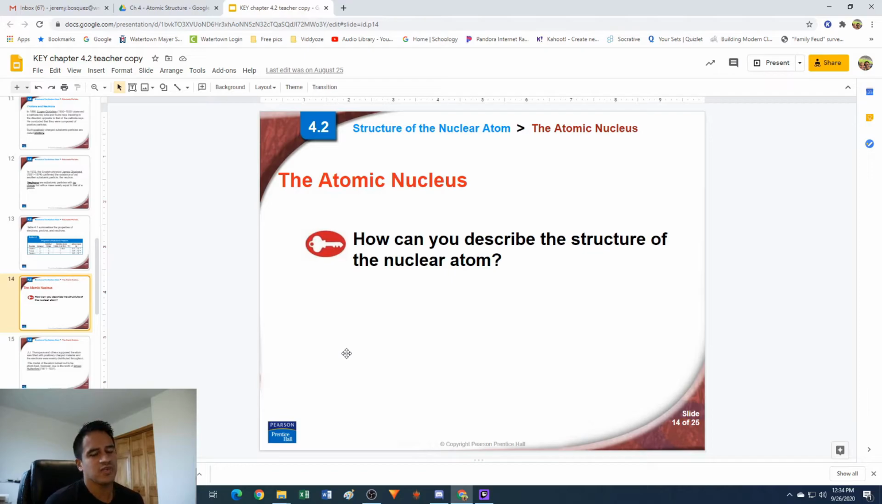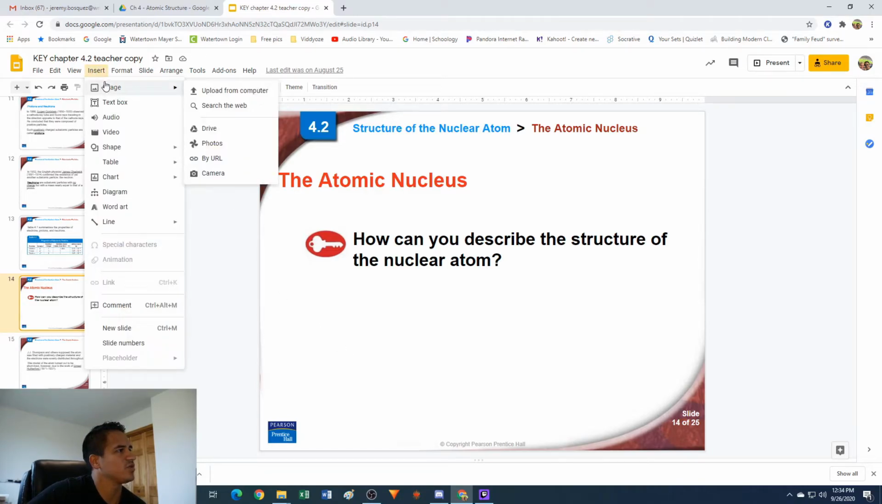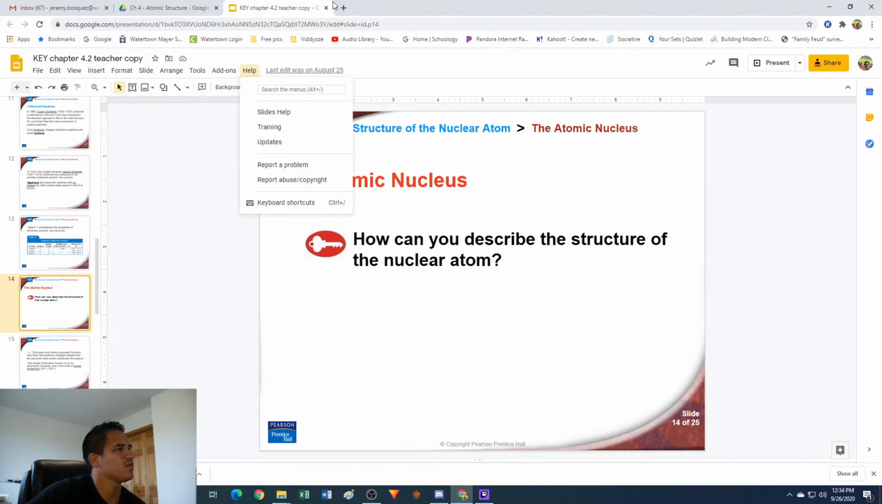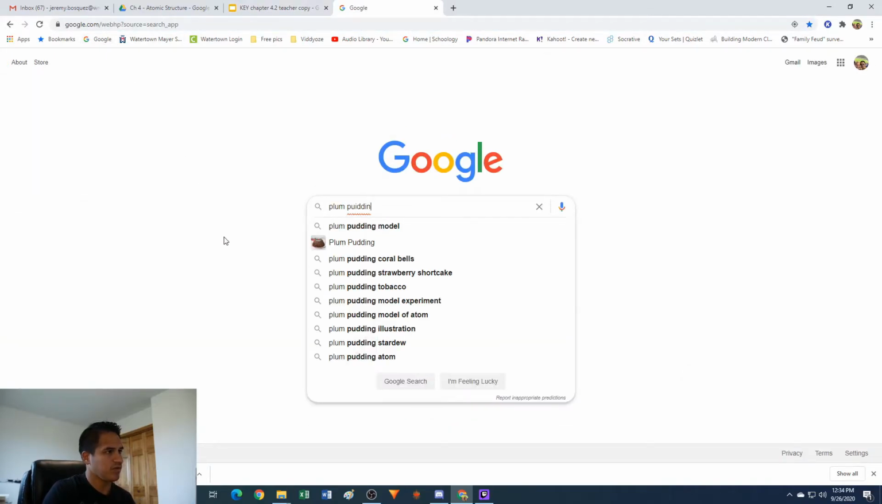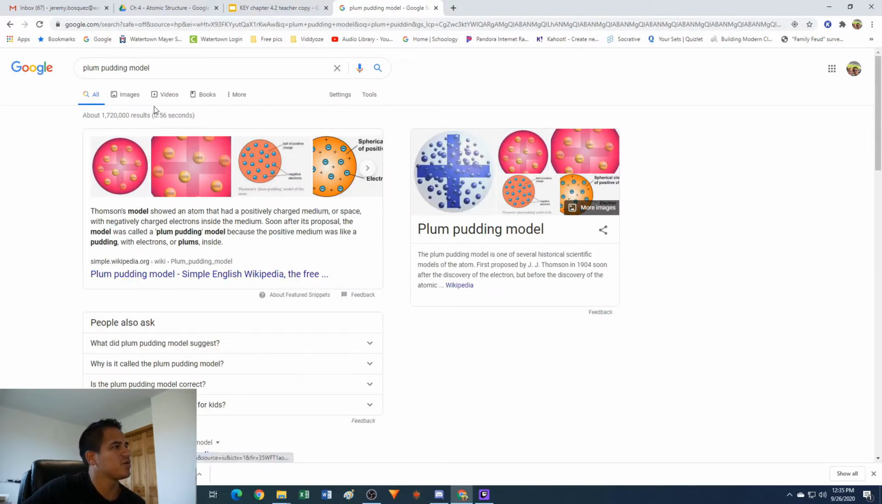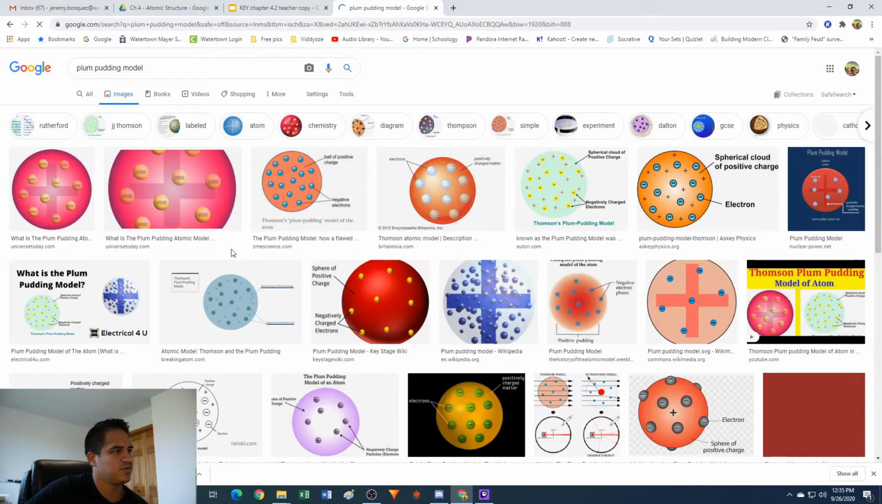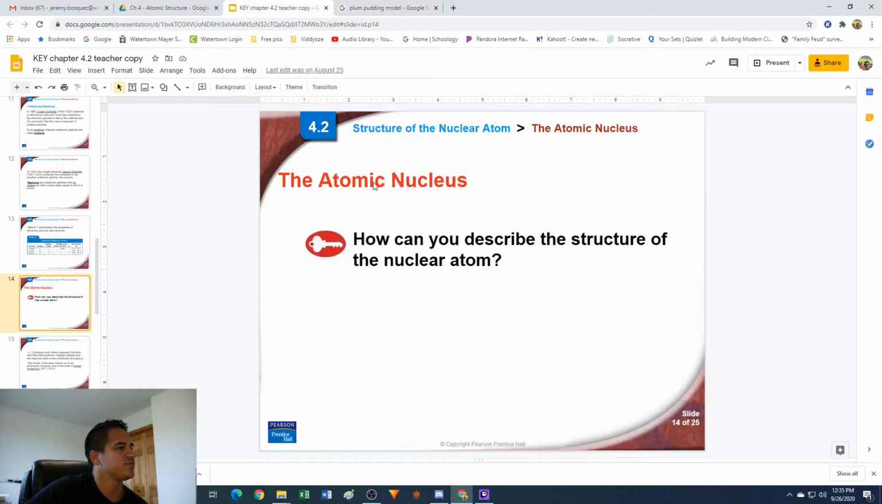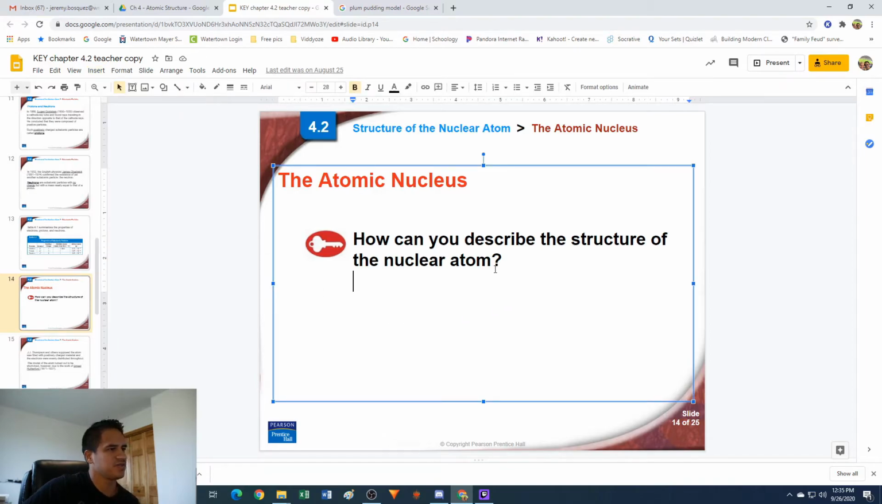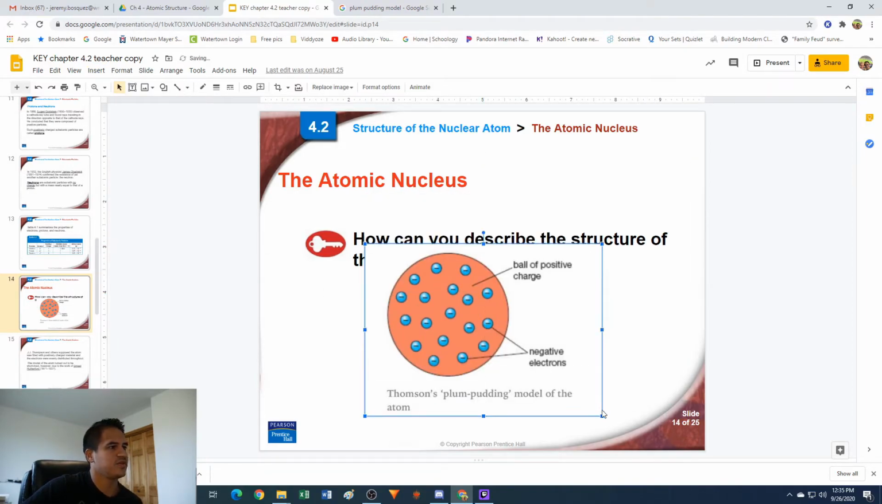Okay, so after discovering these 3 particles, we had to update our model of the atom. Now, I don't know if I can draw in here, but we're going to try to do a little bit of a drawing to show you what, you know what, why draw when I can just Google it? So we're going to do this. Let's go plum pudding model. Okay, so after we discovered these particles, we had a new model of the atom that we had to incorporate. So this is J.J. Thomson's model. We're going to copy this image. Maybe we can paste this in here. Let's go insert. Actually, you know what? Let's just do this. Let's just paste. Boom. Perfect. Okay.